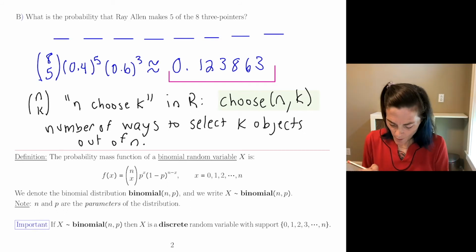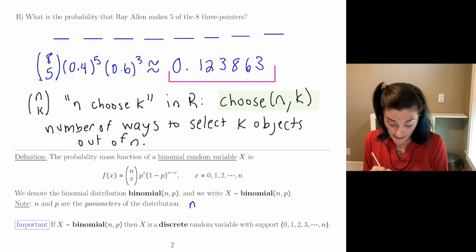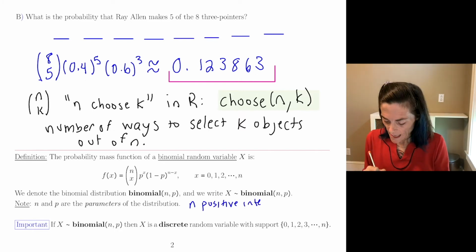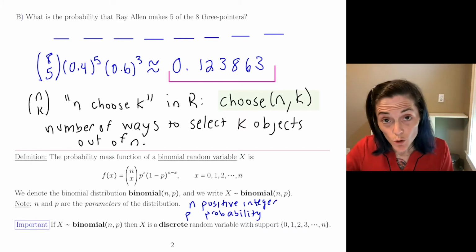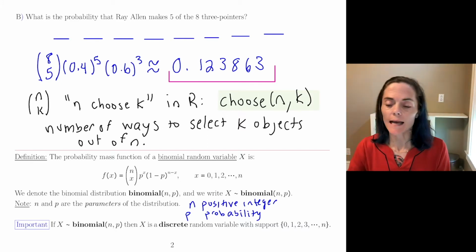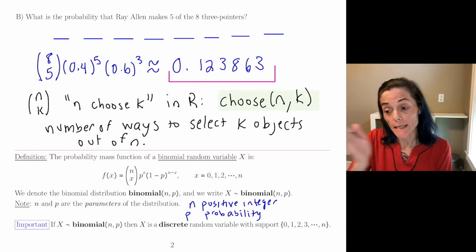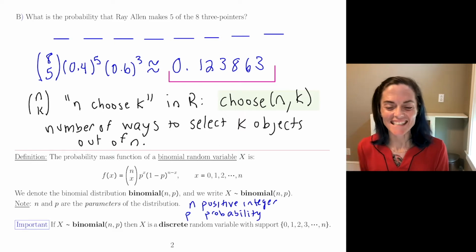So in this, it's important to understand that n is one of our parameters. This is, say, a positive integer. And the other parameter, p, is a probability. And as you see in this important remark, this is discrete. The support, in fact, has n plus 1 numbers in it. It's 0 through n, integers.